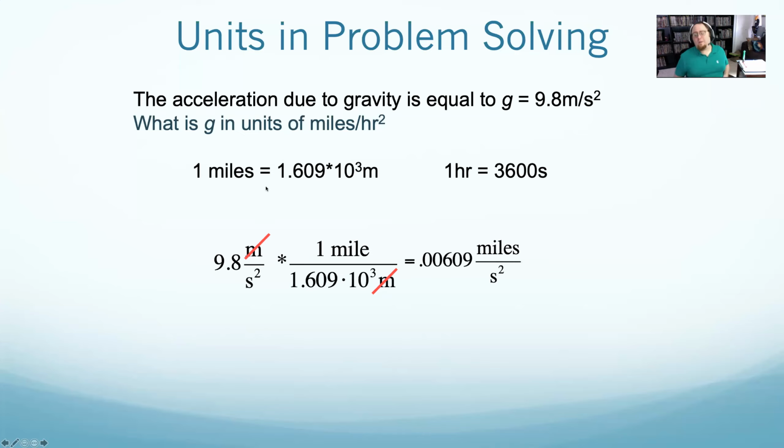Now, I didn't want miles per second squared. I want miles per hour squared. So what I'm going to do is take that same number and multiply by a new ratio. I want to cancel out seconds squared to get hours squared. Now, every time before, whatever we wanted to get rid of, we put on the bottom to cancel.